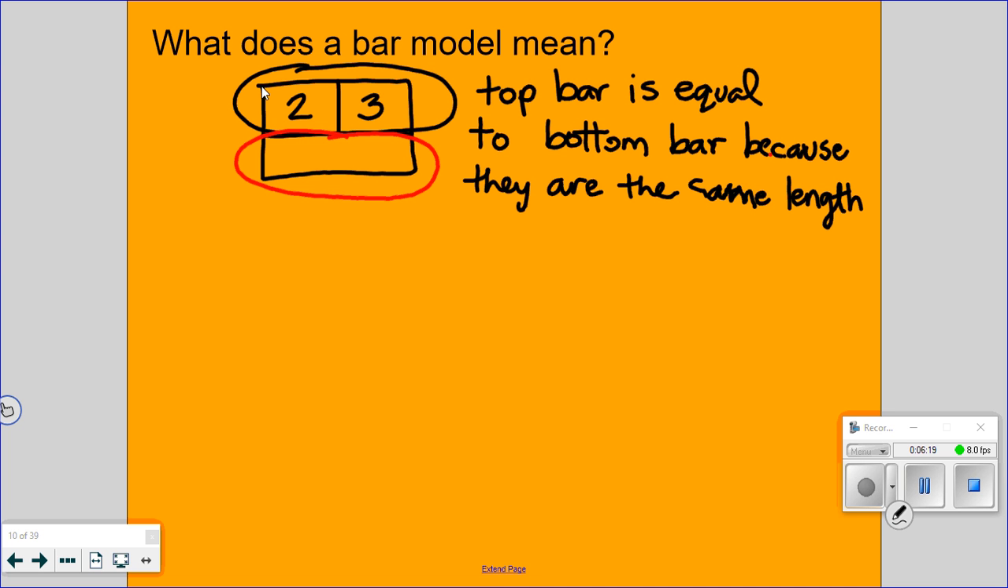So in my part whole model, the way it works is that top bar looks different than my bottom bar. It does. It looks different. But I know that they are worth the same because those bars are equal in length. You see that? I bet you know what that bottom bar is worth. Raise your hand if you know what that bottom bar is worth. It's not going to be a trick question.